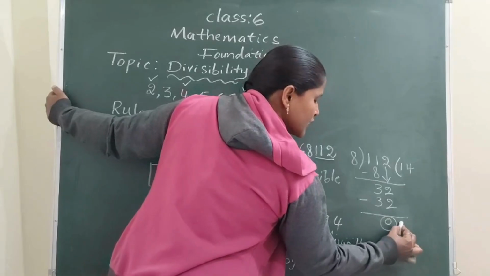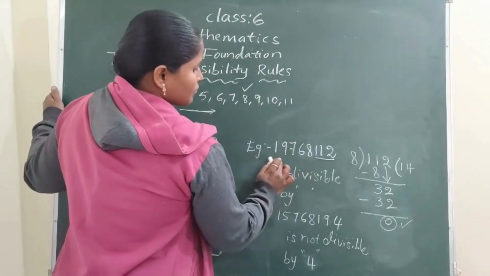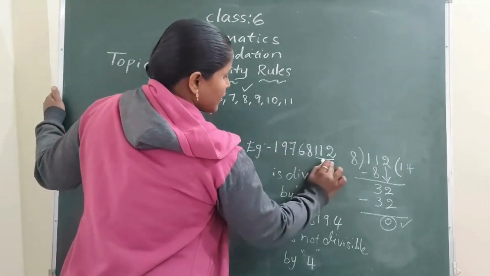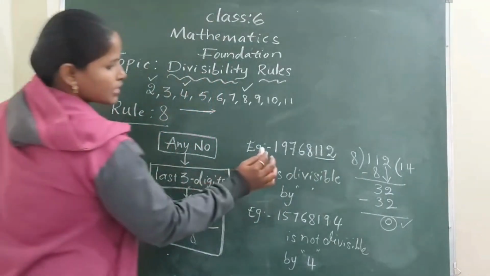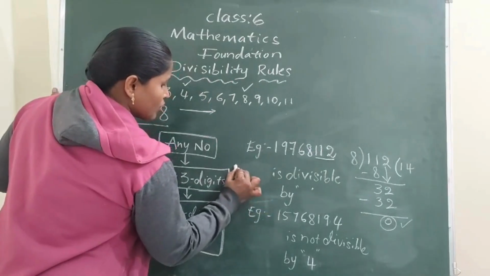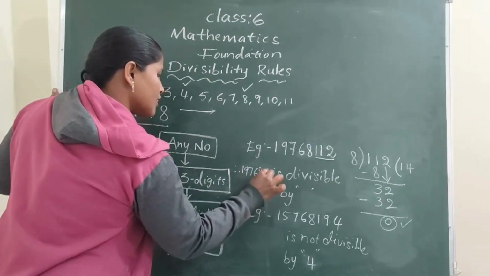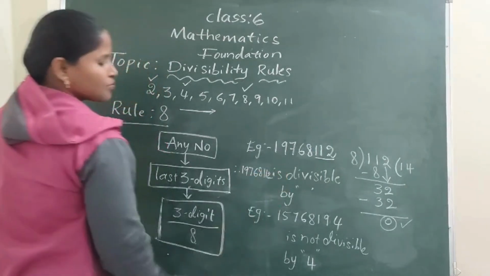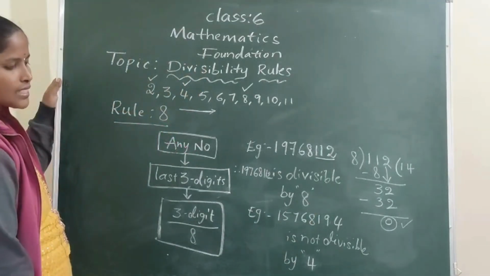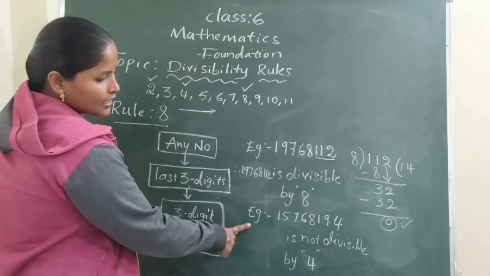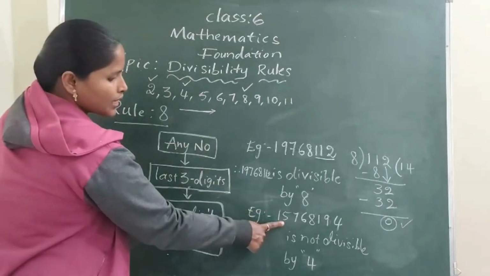If the remainder is 0, then we can say that this complete number is divisible by 8. Therefore 19768112 is divisible by 8. Understand? Next, another number I consider here. This number, what is that? Any number, I consider this number.